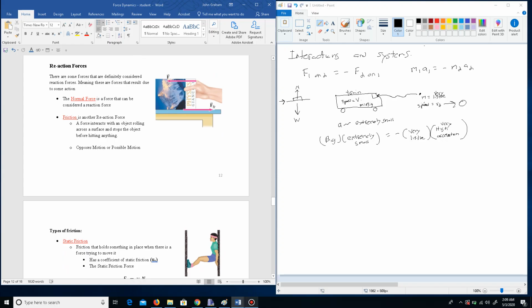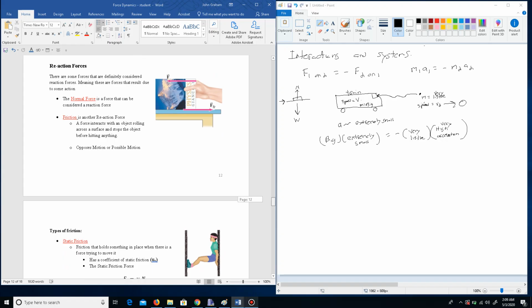Otherwise, if you have the table, there's no normal force there. Friction is another reaction force. This is a force that interacts with objects rolling across the surface and stops the objects before hitting anything else. It's also the force that may hold something onto a surface where the surface may be inclined. It always opposes motion or possible motion.